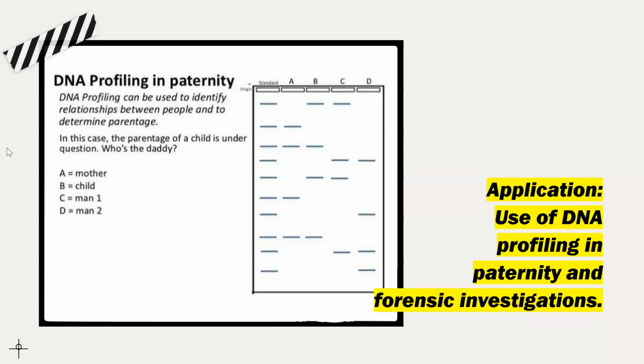Okay, so we're looking at B, the child, and we need to see whether C or D is its father. Each of the child's genes needs to match a mother or a father. So the first one matches C. The second one matches the mother. The third one matches C, and the fourth one matches the mother. So in that case, the father would be C.